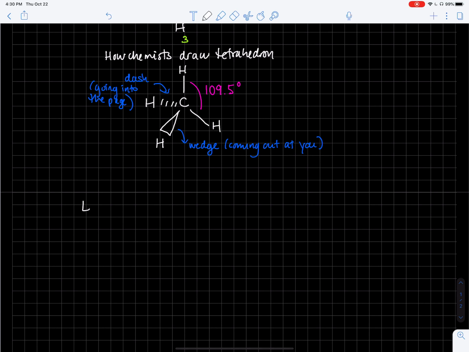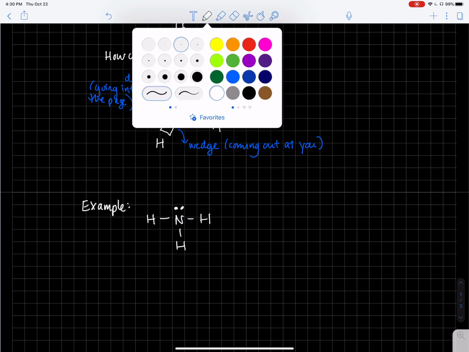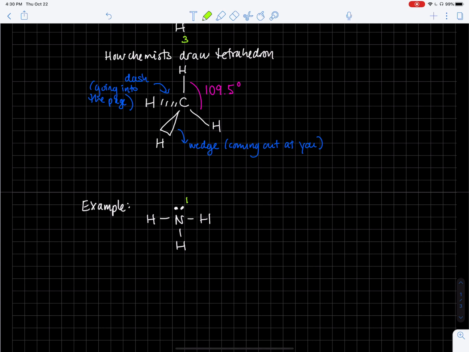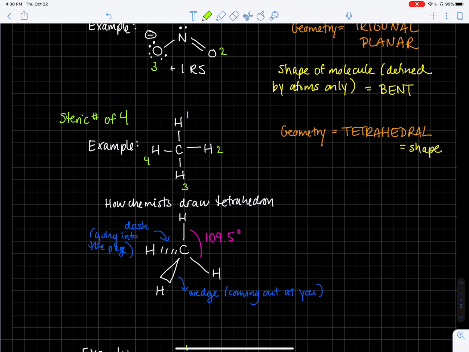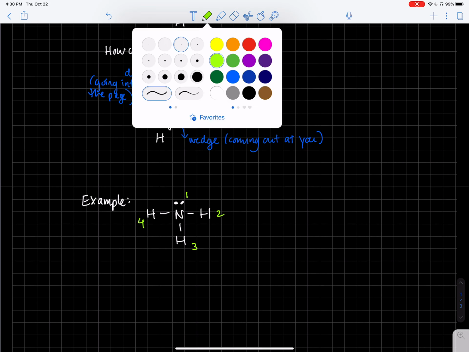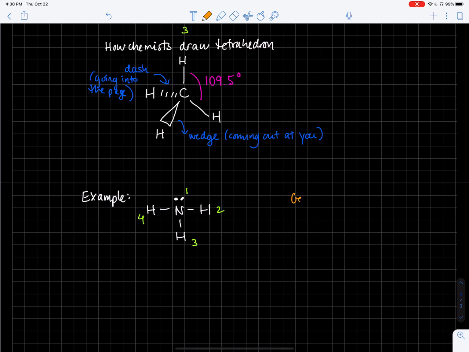The second example has one lone pair, and that would be something like NH3, ammonia, which has a lone pair. And so this, again, has a steric number 1, 2, 3, 4. So it still falls under our tetrahedral geometry. I'll write that again just so we're clear. So the geometry is tetrahedral.